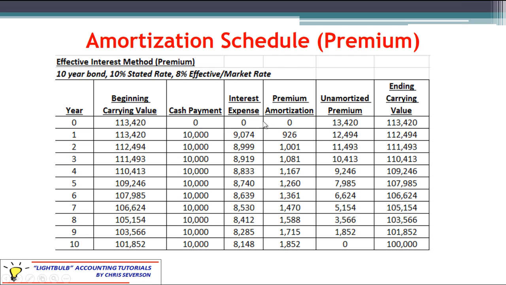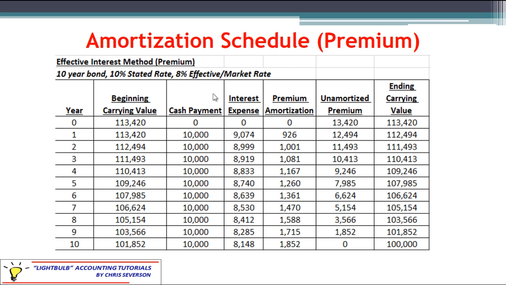Now, the best way for this to really become apparent is by looking at an amortization schedule. An amortization schedule basically walks us through, it shows how the value of the bond changes over the life and how the premium is amortized throughout. So what we have here, the beginning carrying value is $113,420. In this particular bond, it was a premium. By the way, that year zero is there just to show beginning balances. Shows the beginning balance of the unamortized premium being that $13,420.